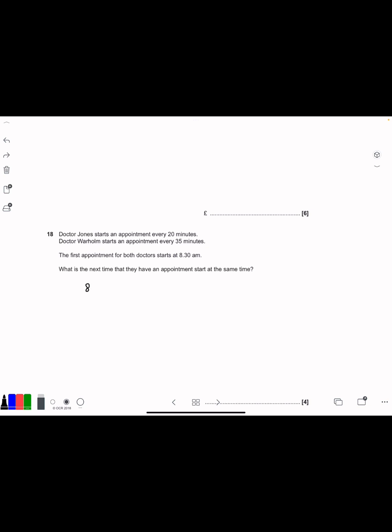So 8:30, if you're adding 20, it'll be 8:50, 9:10, 9:30, 9:50, 10:10, 10:30, 10:50. And if you add 35 minutes, it'll be 8:30, 9:05, 9:40, 10:15, 10:50. So it would be 10:50 a.m.